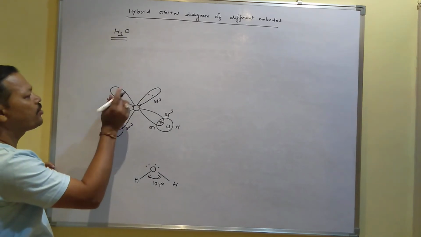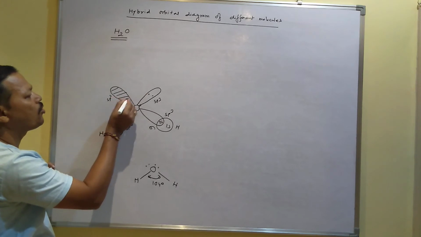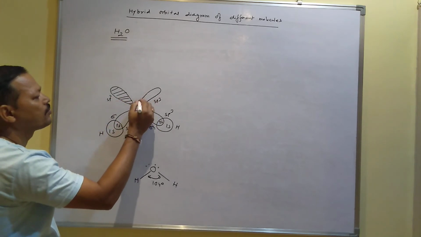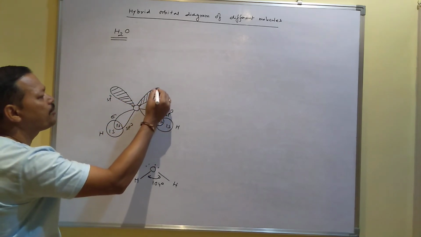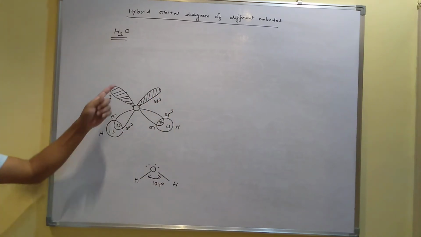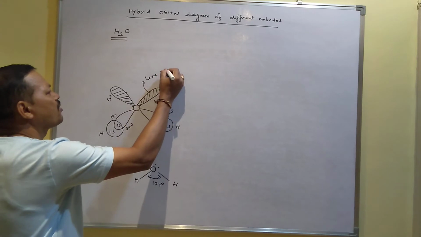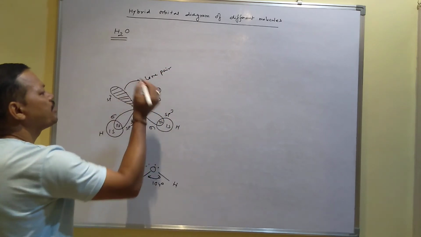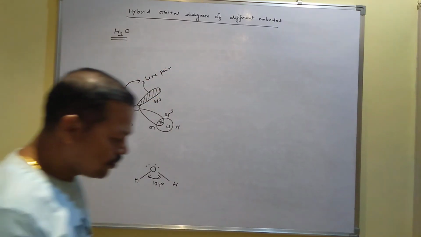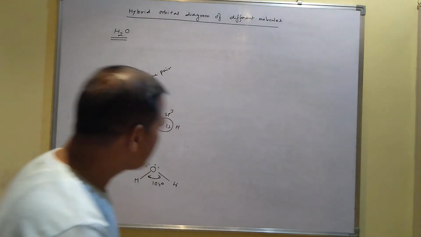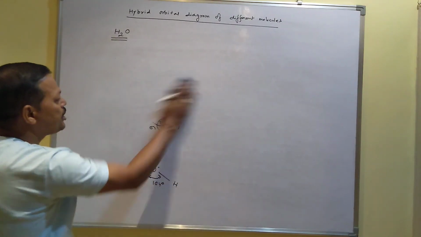This lone pair you can draw this way also. I mean the orbital is filled up, and one orbital contains a maximum of 2 electrons, right? So that means it is carrying the lone pair of electrons. Lone pair is present here. So this is for water.